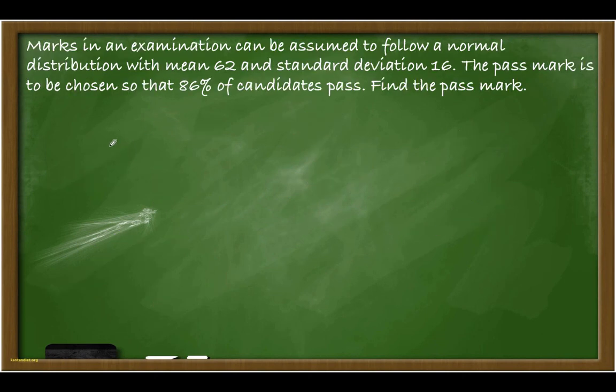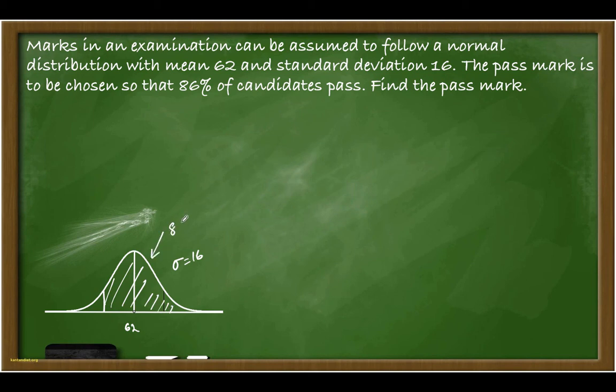We have another challenging question here in which the question says marks in an examination can be assumed to follow a normal distribution with mean 62 and standard deviation 16. The passing marks are to be chosen so that 86% of the candidates pass. Find the passing marks. So in this situation, we know the mean, that is 62, and standard deviation is given, that is 16, and we need to find out the passing marks so that 86%, suppose this whole percentage is 86%, and we need to find out the passing marks, that is x. So in this case we know the probability and we need to find out the value of x.